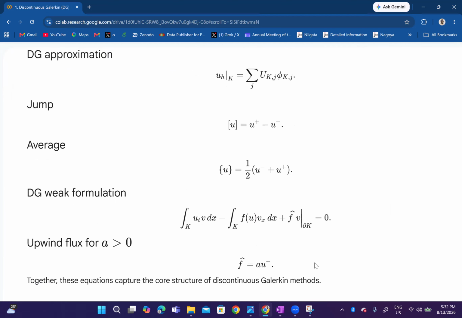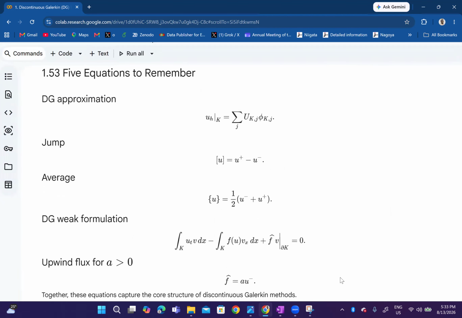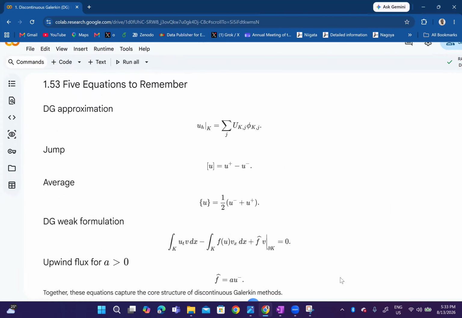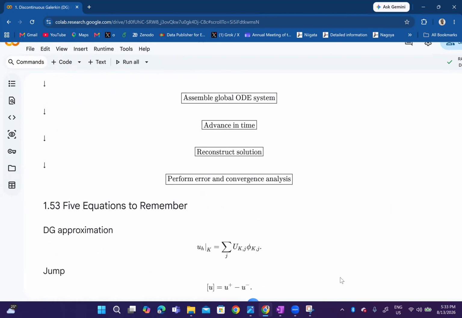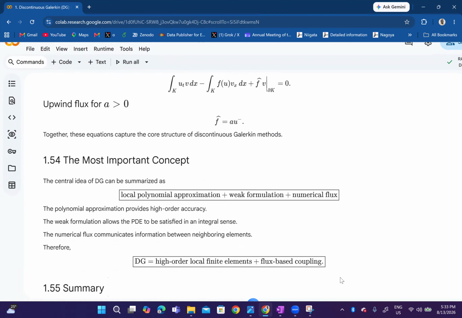I think it's the same as the central flux now. Okay, yeah, the upwind flux is also the same thing as the Friedrichs flux there. So you have F cap equals AU minus. Then together, these equations capture the core structure of discontinuous Galerkin methods. So this has been a very long ride. So if you combine the flow and these equations, then we get what we need.